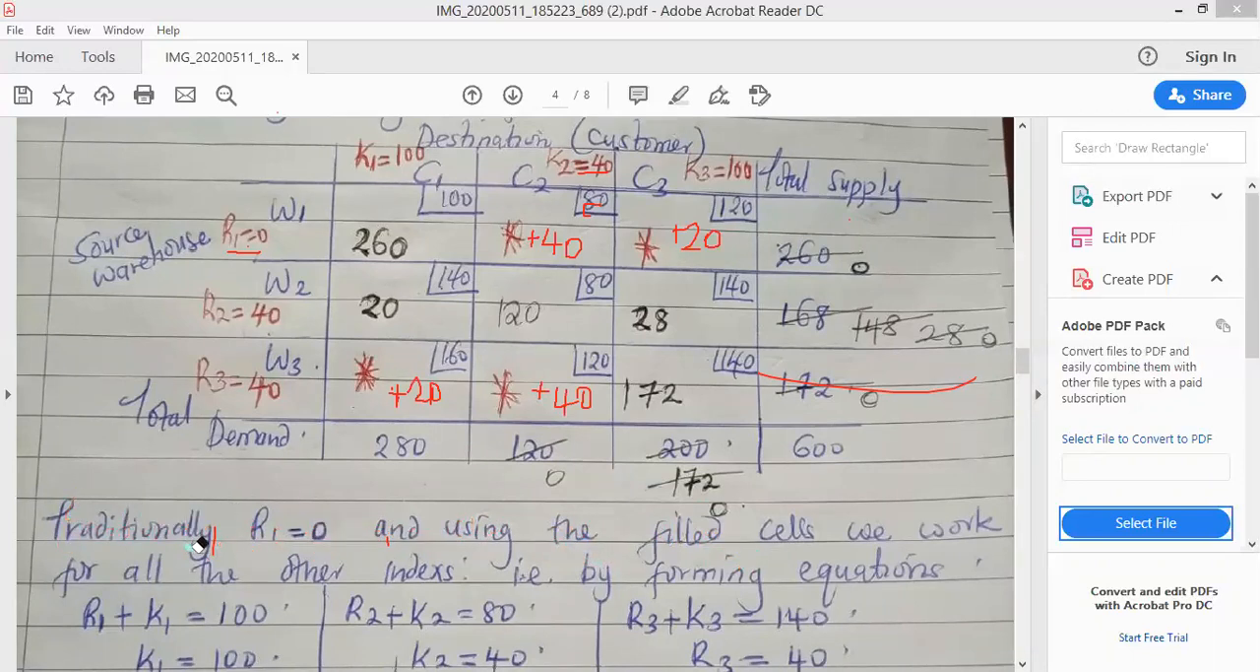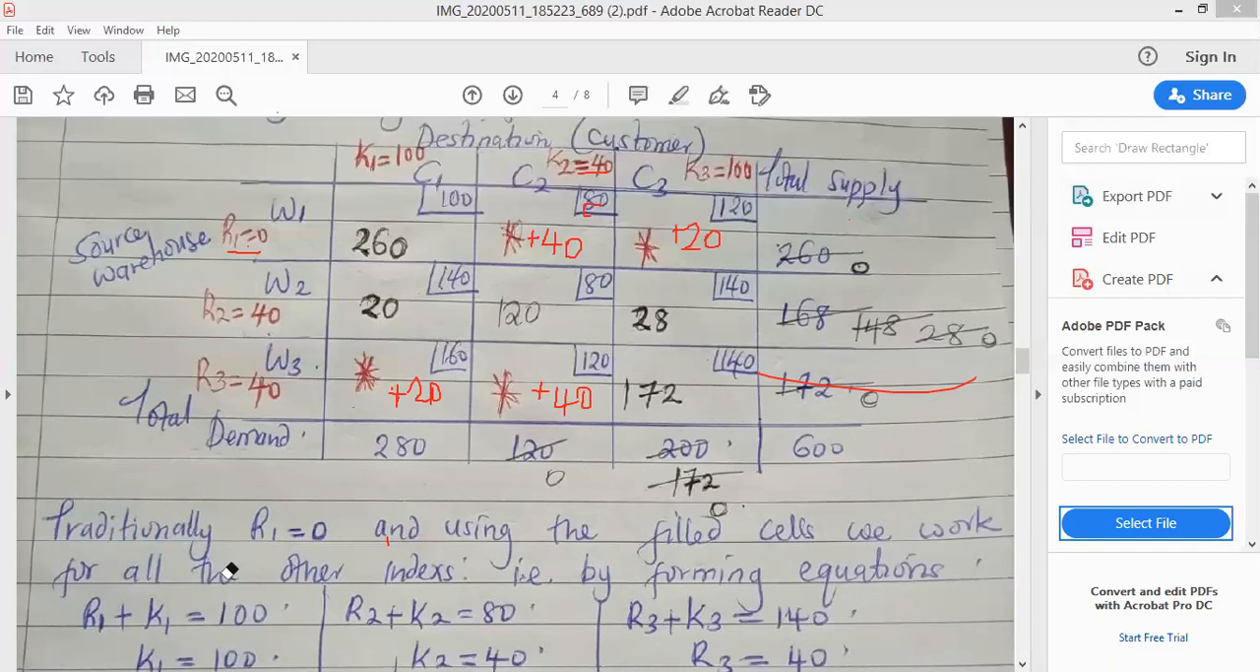And I repeat how to compute the shadow price using the MODI. Step number 1, create equations using your filled cells, using the filled cells to help you come up with the indexes column-wise as well as row-wise. Once you have found those indexes, the shadow price of an empty cell will be given by shadow price equals the unit cost of the empty cell minus the row index minus the column index. That is how you determine the shadow price.